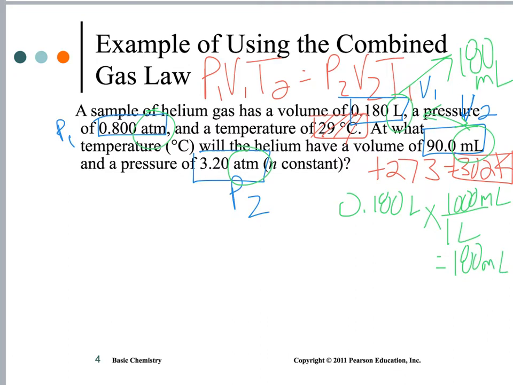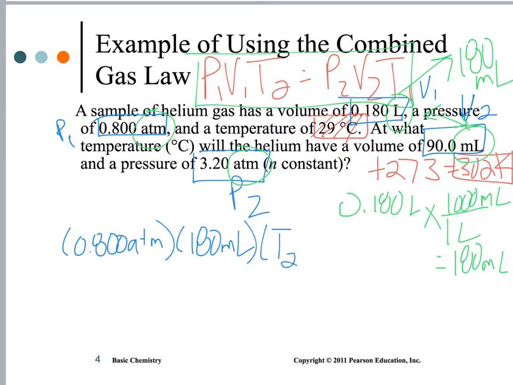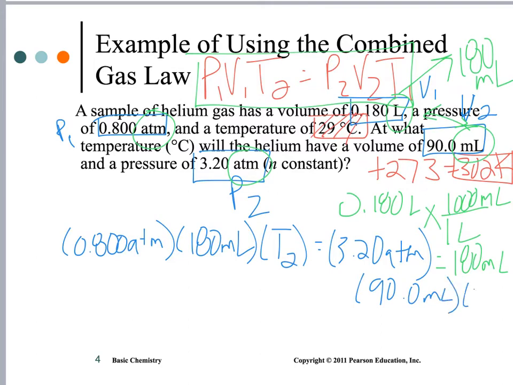Now we have to plug it into the equation I had up top. My pressure 1 is 0.800 atm. My volume 1 is 180 milliliters. Temperature 2, I don't know. My pressure 2 is 3.2 atmospheres. My volume 2 is 90 mL, and my temperature 1 is 302 Kelvin. It's getting hard to fit everything in here.